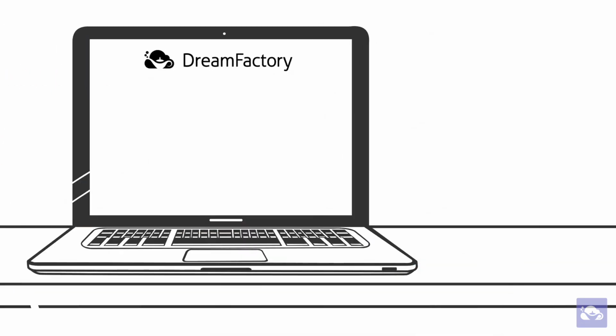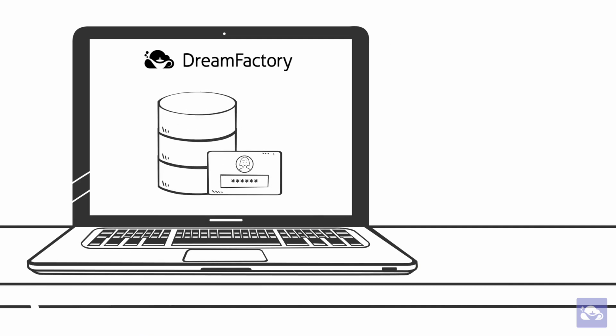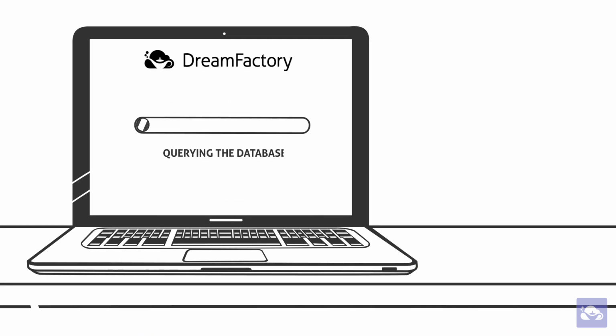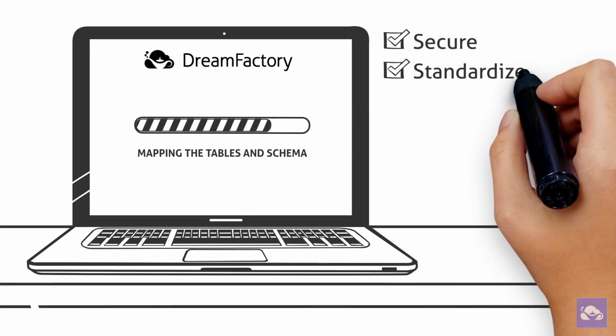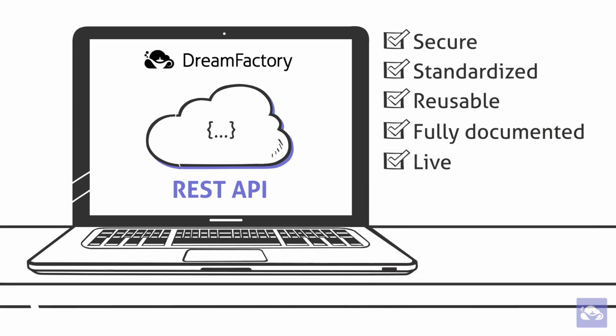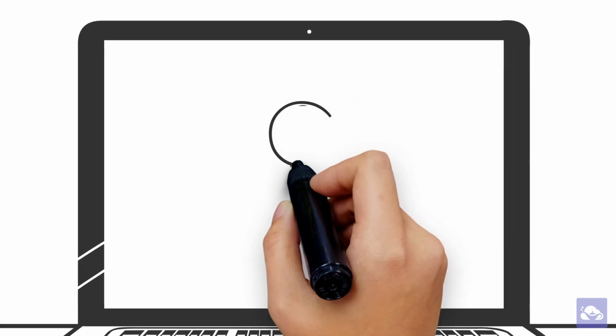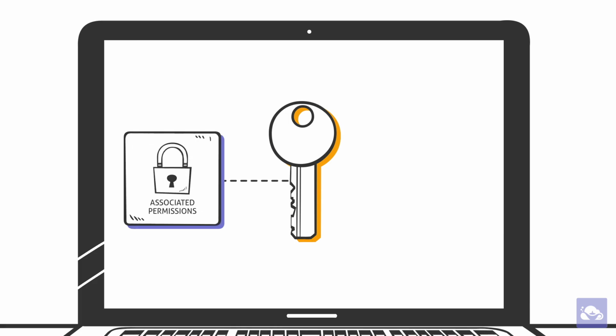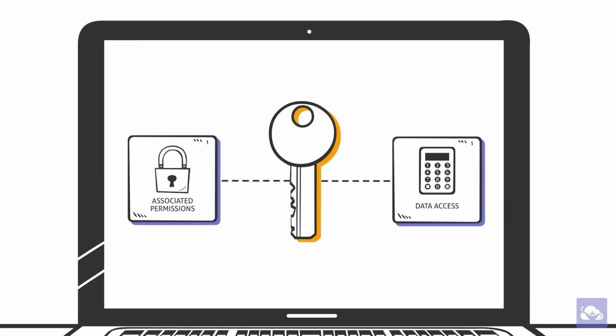Simply provide DreamFactory with a data source and credentials, and it will query the database, map its tables and schema, and instantly create a secure, standardized, reusable, fully documented, and live REST API. Users then create an API key and assign the associated permissions and data access.